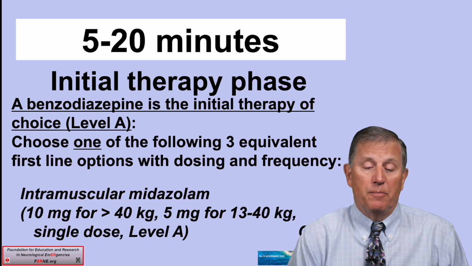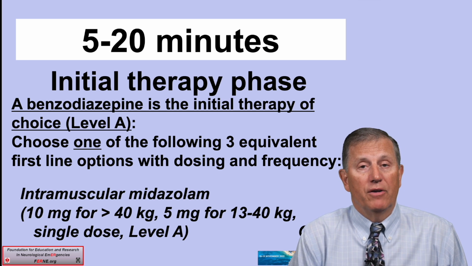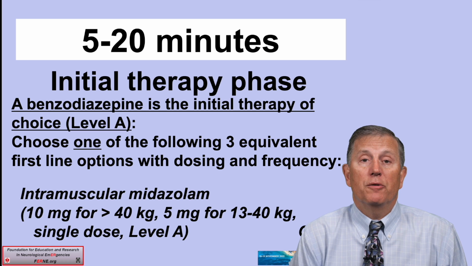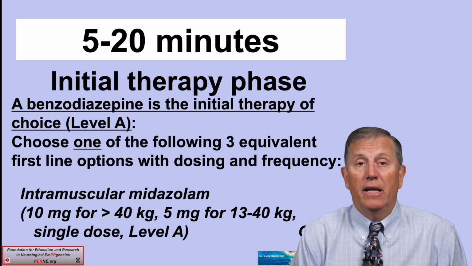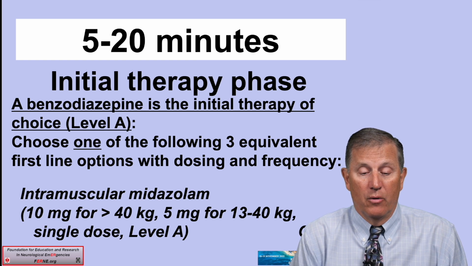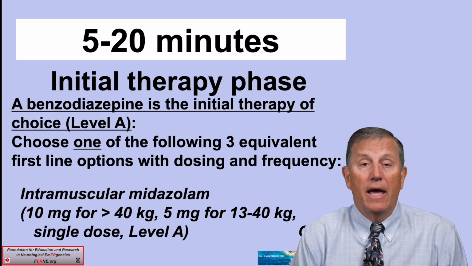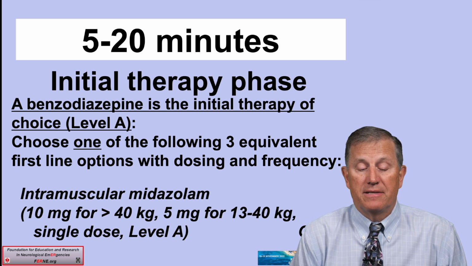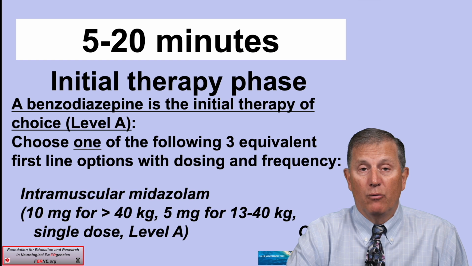We know that a benzodiazepine is the initial therapy of choice. There's level A support that suggests always, when treating with an anti-epileptic drug, the first therapy should be a benzodiazepine. And there are 3 options, each thought to be equivalent in their ability to treat a patient with seizures or ongoing status epilepticus. The first is intramuscular midazolam. An initial dose could be 10 milligrams for any patient greater than 40 kilograms IM, and for children 13 to 40 kilograms, a 5 milligram IM dose in a single dose is recommended. There's level A support for this recommendation.